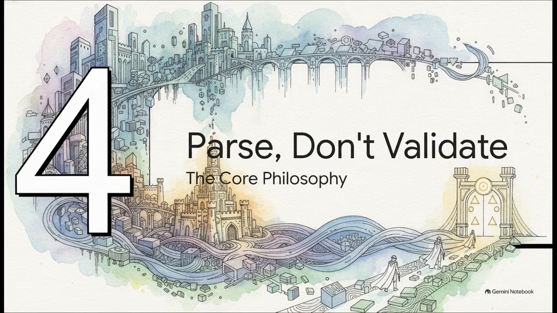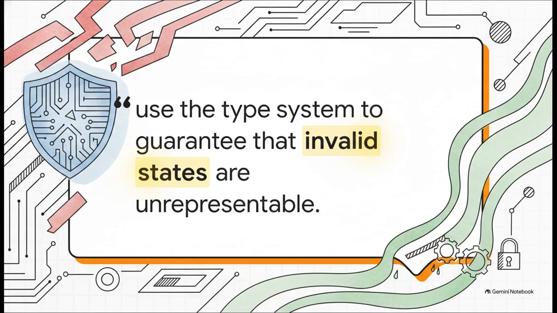Section 4. Parse-don't-validate explained. This quote right here completely encapsulates the entire parse-don't-validate paradigm. Refuse to hold unvalidated data in standard primitives and use the type system to guarantee that invalid states are unrepresentable. I really want to emphasize this core philosophy. By completely preventing invalid states from even existing within our type data structures, we fundamentally shift our entire mindset. We are transitioning from merely hoping the data is right and having to check it constantly to physically proving it once and for all.